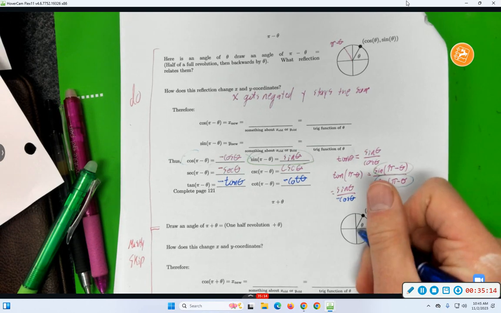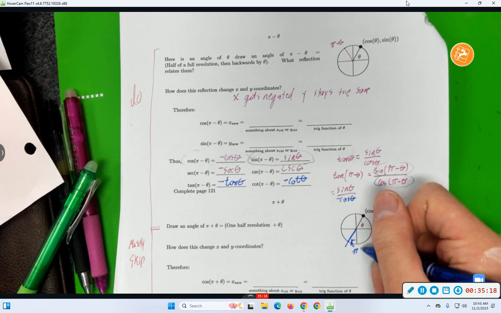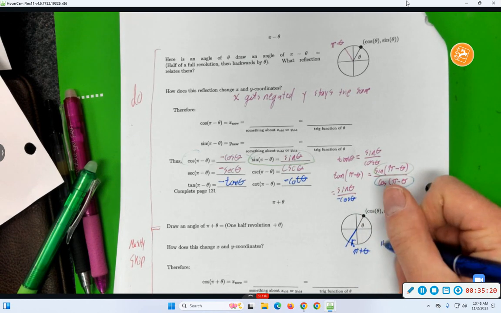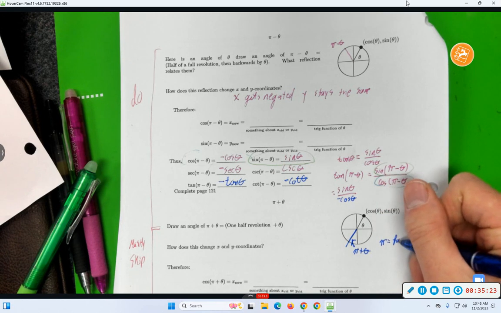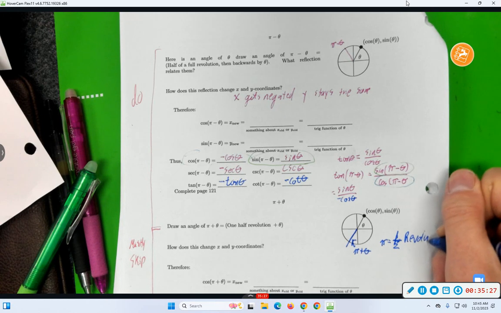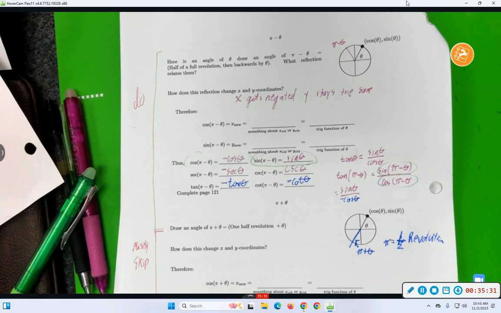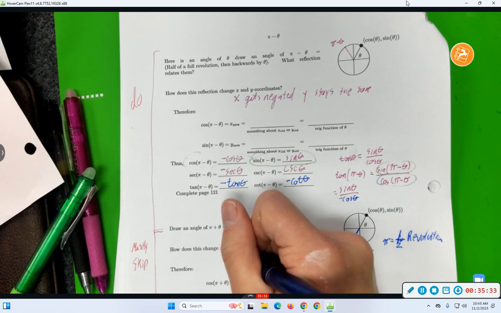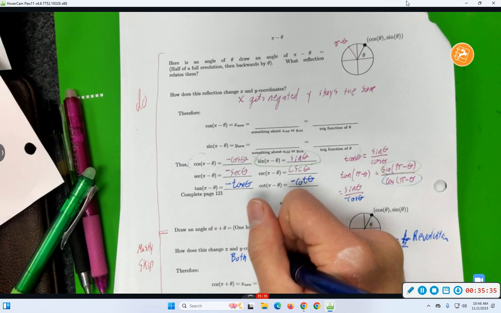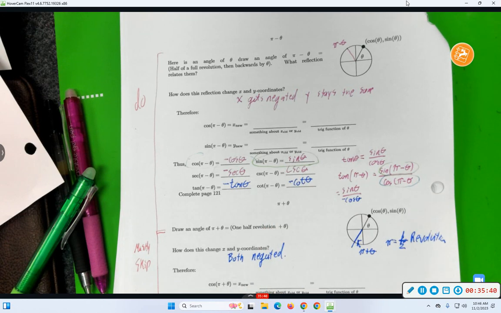So drawing a picture, there's an angle of pi plus theta, since pi equals 1/2 of a revolution. Both x and y become negative. I don't like "become negative." If they were negative already, they would become positive. So that tells me a lot.